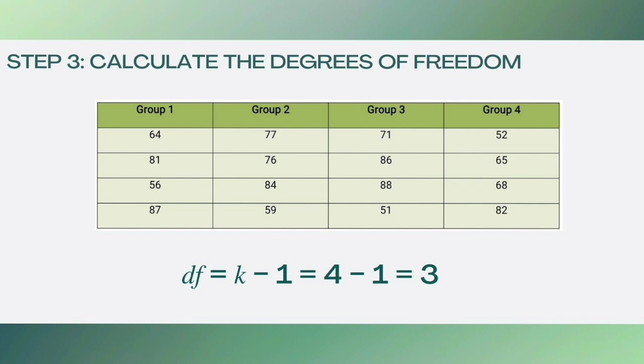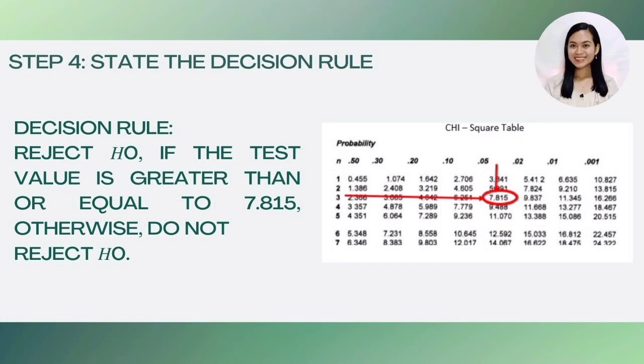Step 3. Calculating the degrees of freedom. Our formula for this one is df equals k minus 1, wherein k is the number of groups that you have in your problem. And in this case, we have 4, so our equation would be 4 minus 1 equal to 3. Next, based on the information, we state our decision rule. Here we go to our chi-square table, which is what we use for Kruskal-Wallis test. We have an alpha level of 0.05 and 3 degrees of freedom. Using that information, we can find our critical value. Here, our critical value is 7.815.